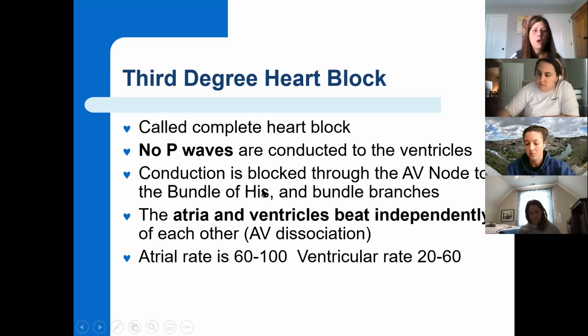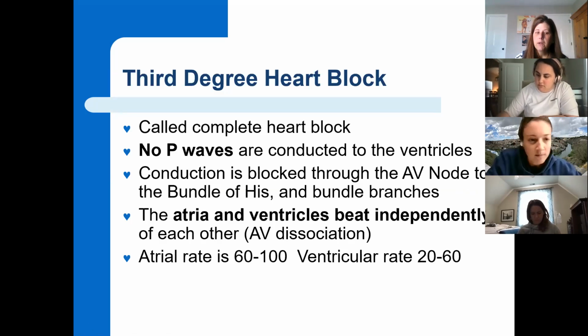Okay, third degree heart block. This is considered a complete heart block. What's happening here, you see there's no P waves that are conducted through to the ventricles. So you're going to see P waves, and you're going to see QRSs, but they're not conducting from the atria to the ventricles. They're really functioning almost as 2 independent systems, okay? So there is a complete block. They're functioning independently of each other.